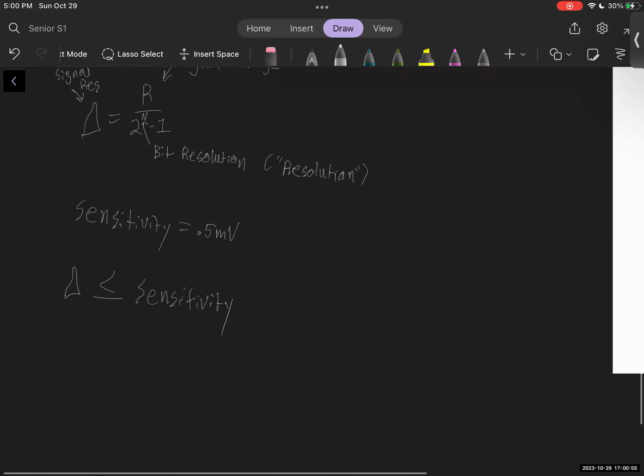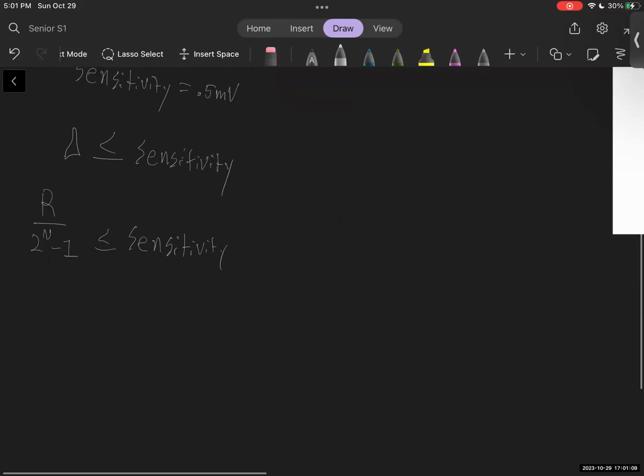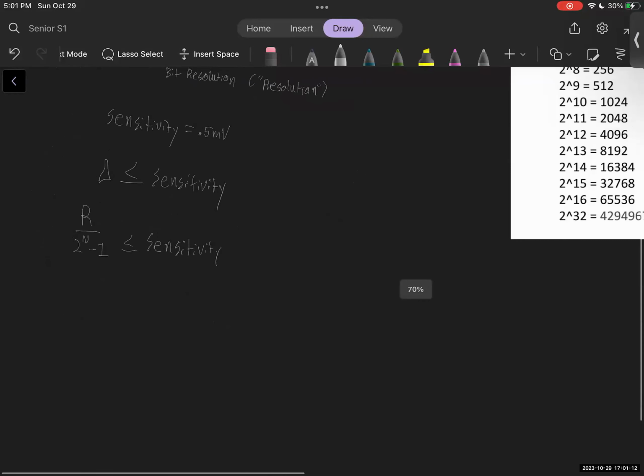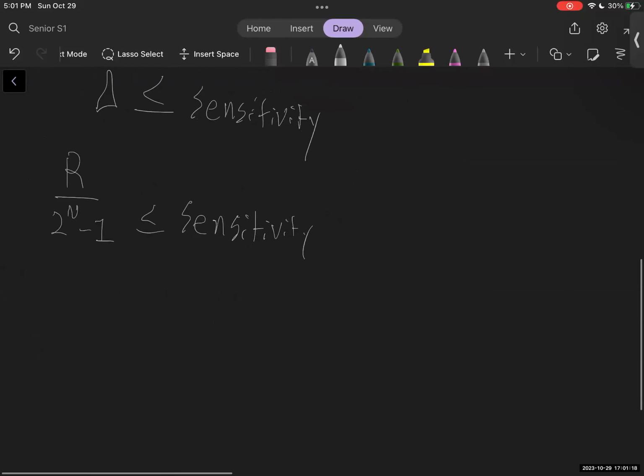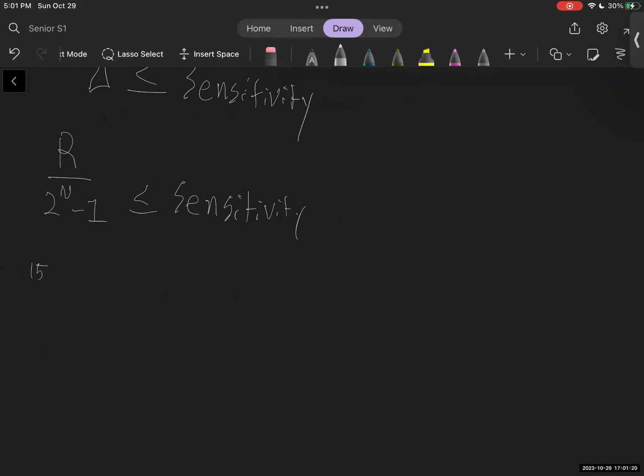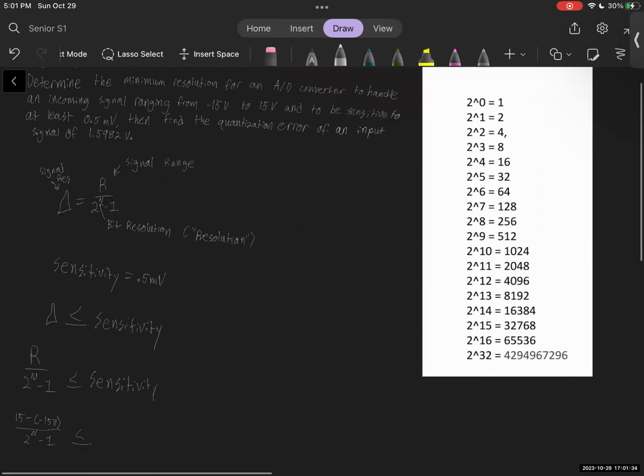Now we can substitute in our equation for signal resolution. So we get R over 2 to the power of N minus 1 needs to be less than or equal to our sensitivity. Now we can plug in our values. Our R value, our signal, is ranging from negative 15 to 15. So we're going to have 15 minus negative 15 volts divided by 2 to the power of N minus 1 needs to be less than or equal to our sensitivity, which is 0.5 millivolts.